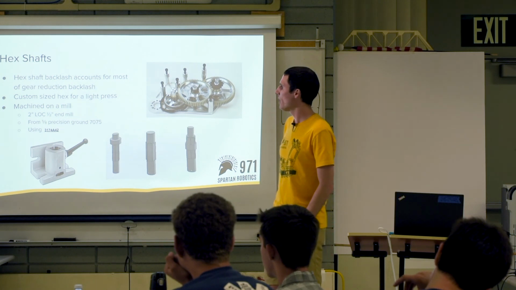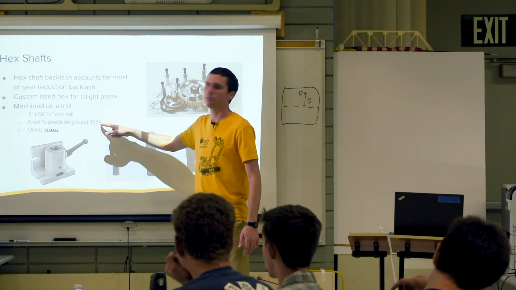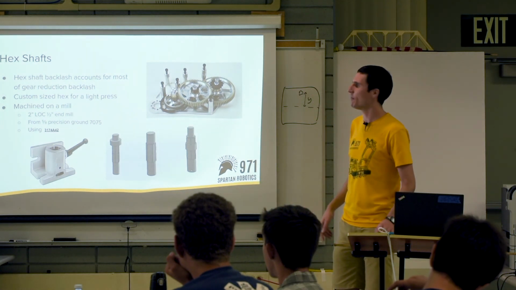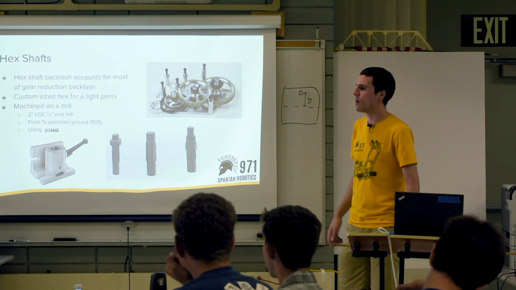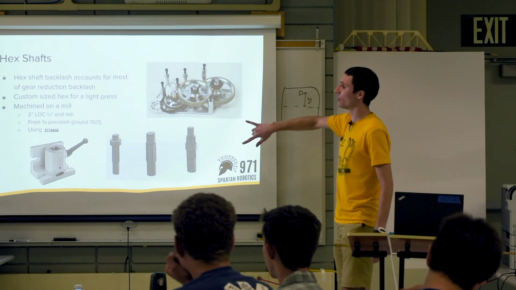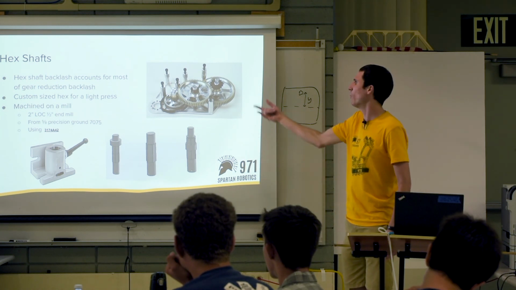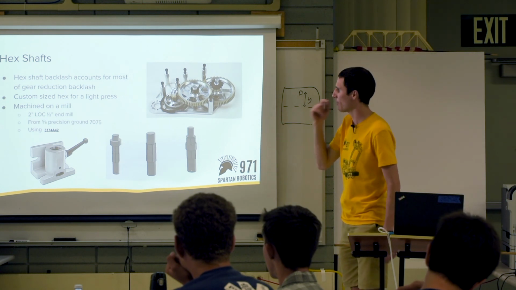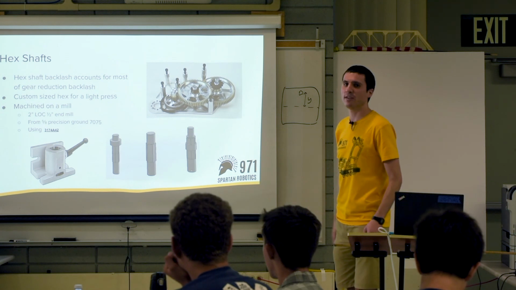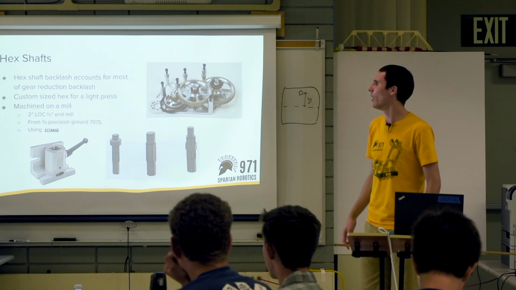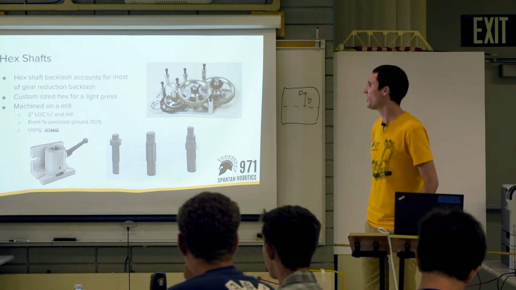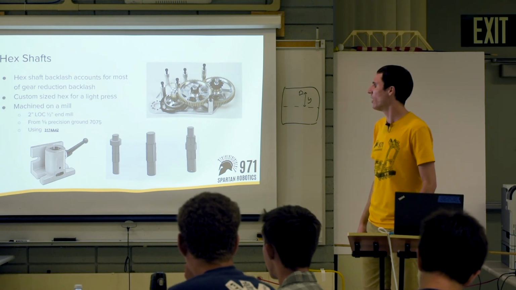And then the other thing is that we designed to start from 7/8 precision ground 7075. All the shafting you buy is made out of 7075 aluminum. So we buy precision ground 7075, and the precision ground just helps us get good indexing from one side to the other, and you can get that on McMaster. It takes a little bit more machining.